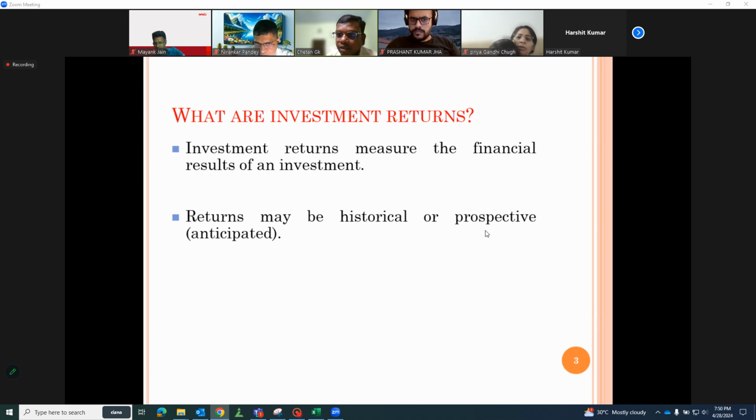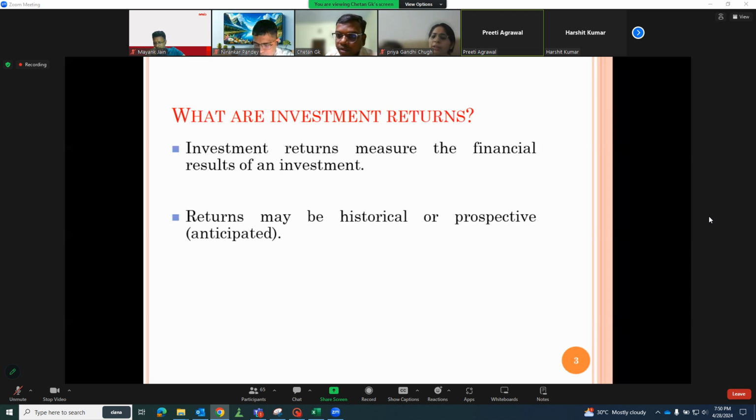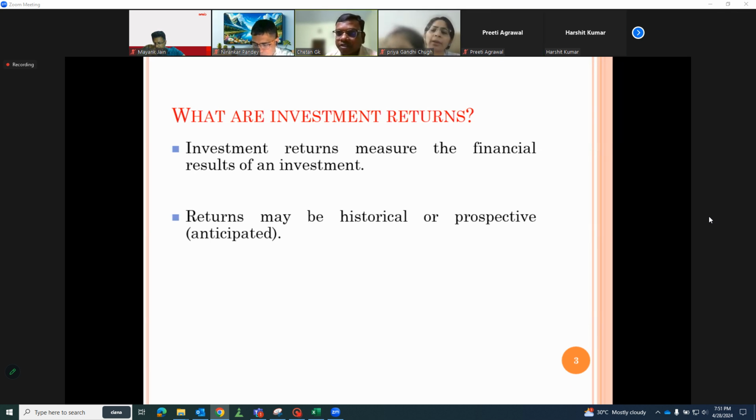Is it understood, what is historical return? Please repeat. Historical return means I have invested in XYZ company. Assume that I invested some money in a stock, Reliance Industries. I bought it at 2,000 rupees when it was trading at 2,000. Today, after 5 years, it is trading at 3,000 rupees. If I compute the return, that is called a historical return, right?